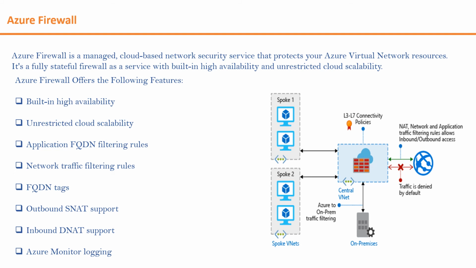Outbound SNAT support. All outbound virtual network traffic IP addresses are translated to the Azure Firewall public IP. You can identify and allow traffic originating from your virtual networks to remote internet destinations. Inbound DNAT support. Inbound network traffic to your firewall public IP addresses is translated and filtered to private IP addresses on your virtual networks. Azure Monitor logging. All events are integrated with Azure Monitor, allowing you to archive logs to a storage account, stream events to event hubs, and send them to Log Analytics.